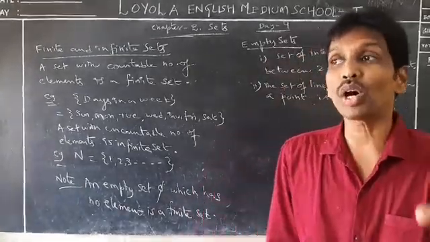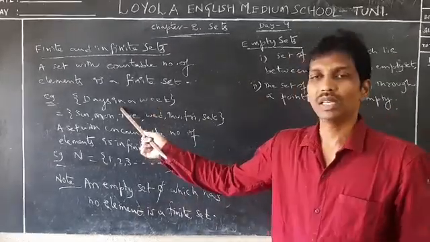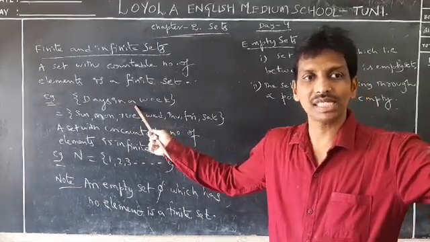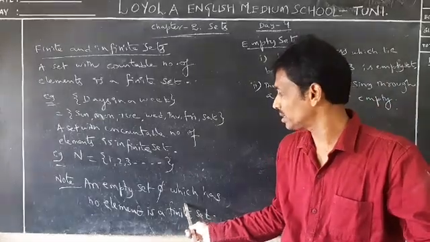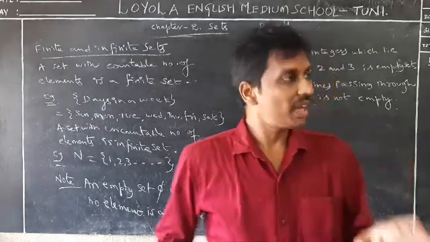Because we are able to count how many elements are possible in the null set. If you see this, how many elements are present in this set? There are 7 elements present in this set. Here in the null set, if you count how many elements are present, 0 elements are present. That's why this is a finite set.